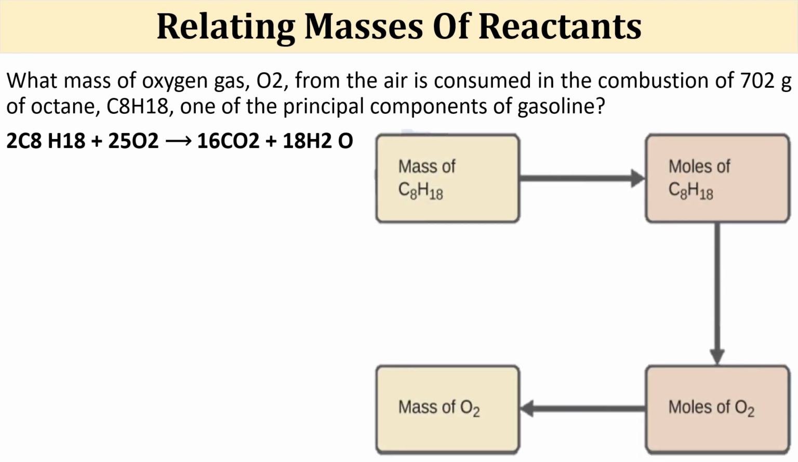So we're going to follow the same guideline as we did for the last two examples. We're going to times the mass of octane with the molar mass to get the moles of octane. Then the moles of octane will be timesed with the stoichiometric factor given in the balanced equation, which will give you moles of oxygen. That will be timesed with the molar mass again to give you the mass of oxygen.